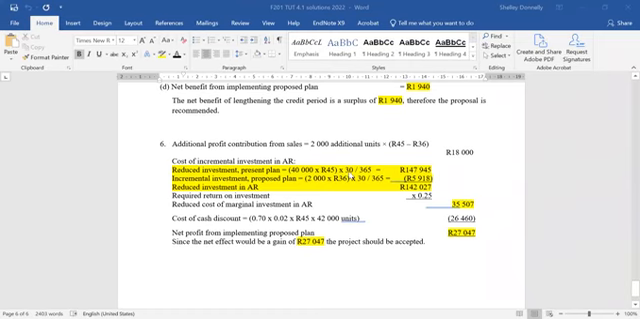So here's the 30 days earlier that they'll be collecting their existing sales. So that's a good thing. It's a saving, a reduced investment in accounts receivable. Here's the cost, or the additional investment in accounts receivable, of having to produce the additional 2,000 units and having to wait 30 days, which was the proposed plan ACP, to get that money back.